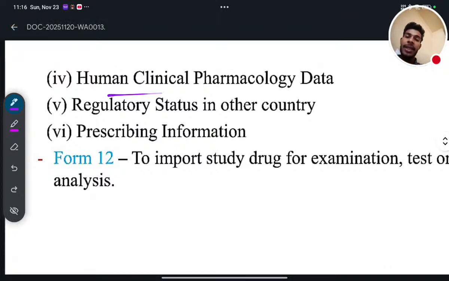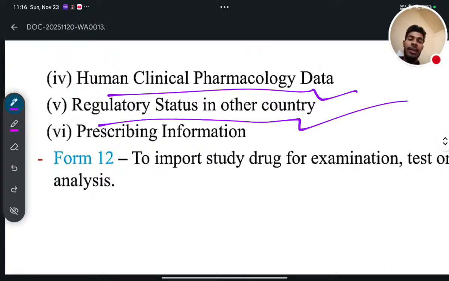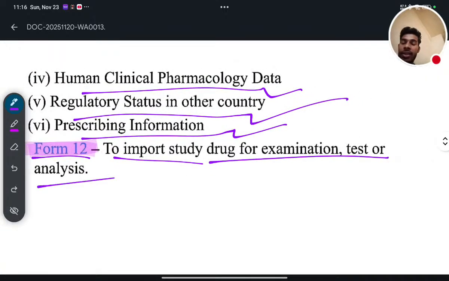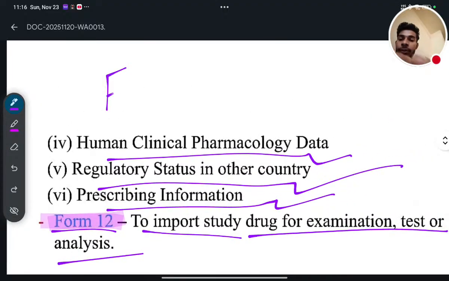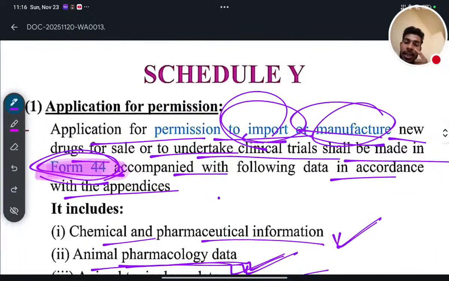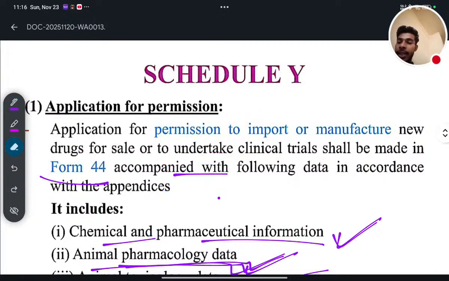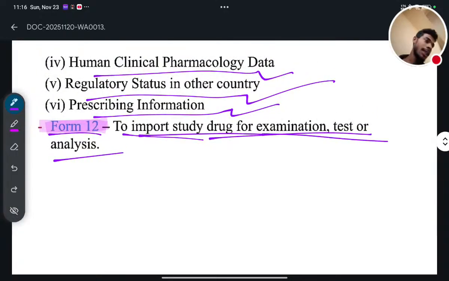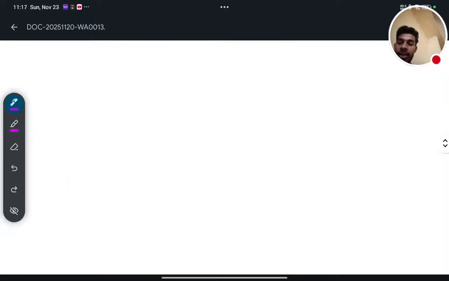Next, you also have to provide human clinical pharmacology data, regulatory status in other countries, and prescribing information. Again, you have to remember Form 12. Form 12 is to import the study drug for examination, test or analysis. So what is the use of Form 44? Form 44 is for the application for permission to import and manufacture a new drug. And what is Form 12? Form 12 is to import a study drug for examination, test or analysis.